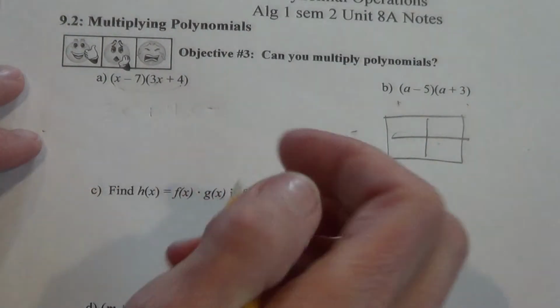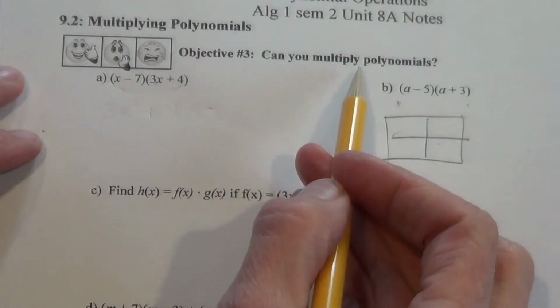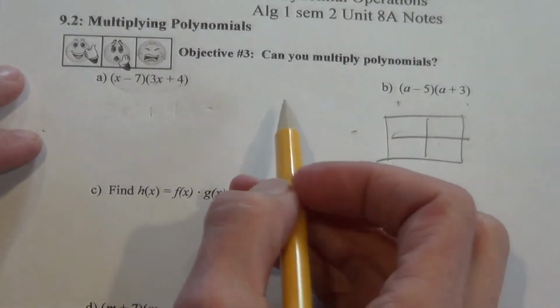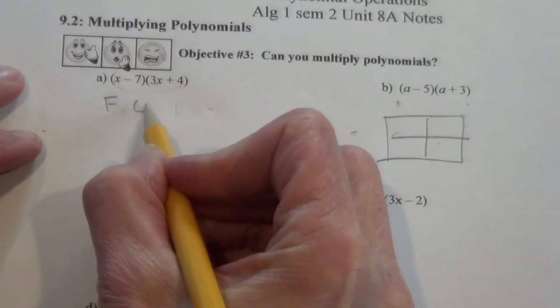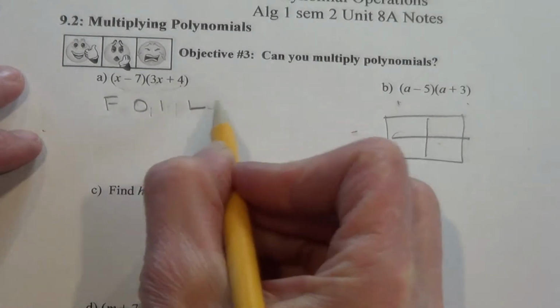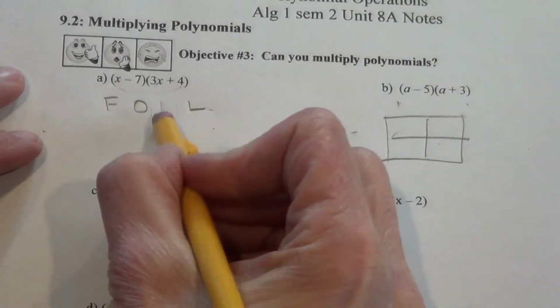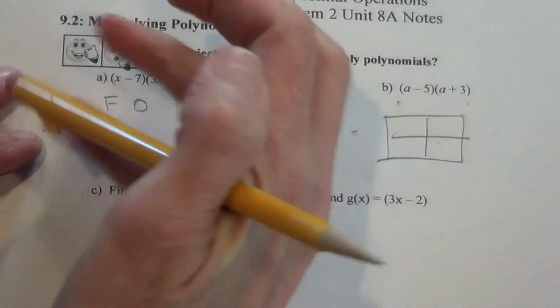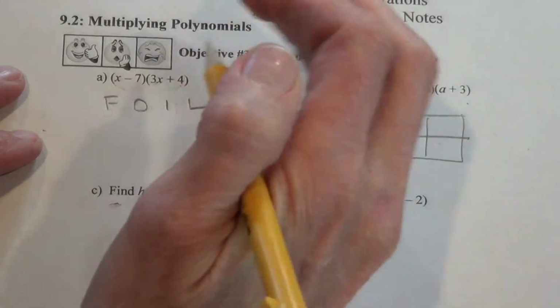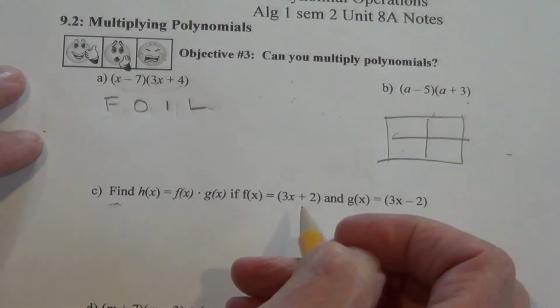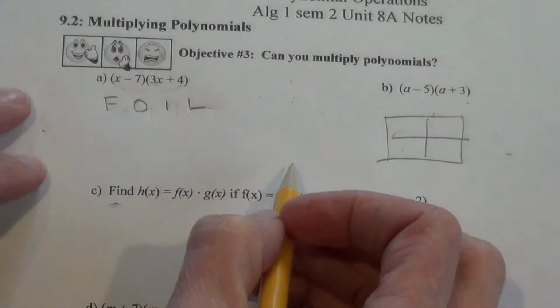We are on page 4. I'm having you multiply these polynomials. You might remember being taught FOIL in this concept. FOIL is just an acronym to help you remember the order, to have a little bit of organization as you multiply these. So we write out FOIL.